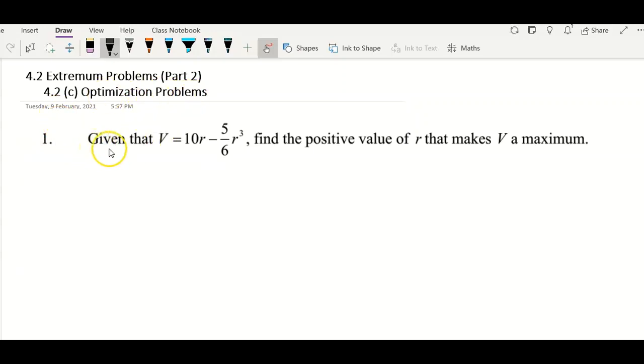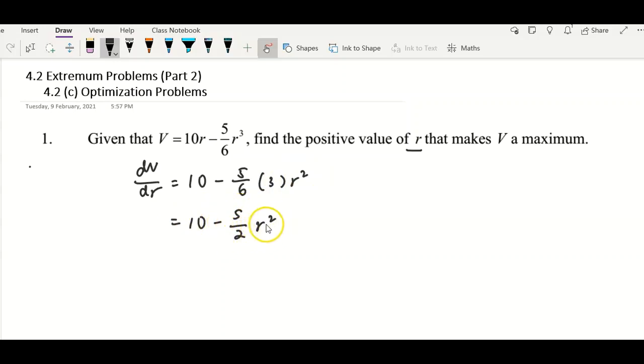For the first question, given that V equals 10R minus 5 over 6 R cubed, find the positive value of R that makes V a maximum. If I have this question, I want to find the value of R which makes my V maximum. I need to get my dV/dR first. That will be 10 minus 5 over 6 times 3R squared. Simplify, you will have 10 minus 5 over 2 R squared.